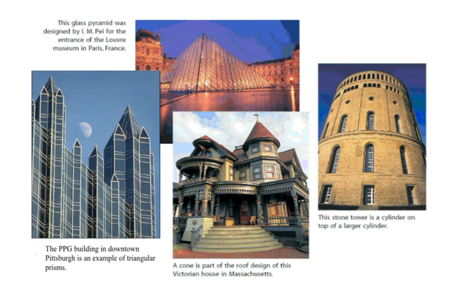We have the Louvre in Paris, France, up in the top middle. Again, all glass. An interesting looking house here in the bottom middle. It says a cone is part of the roof design of this Victorian house in Massachusetts. Think if you were hired to paint that house. I mean, look at all the paint colors on that house. You certainly would need to do some good calculation of how much paint would be needed.